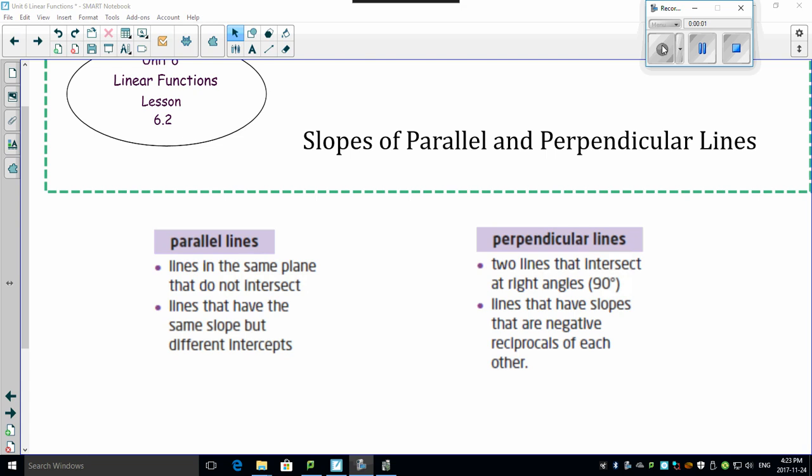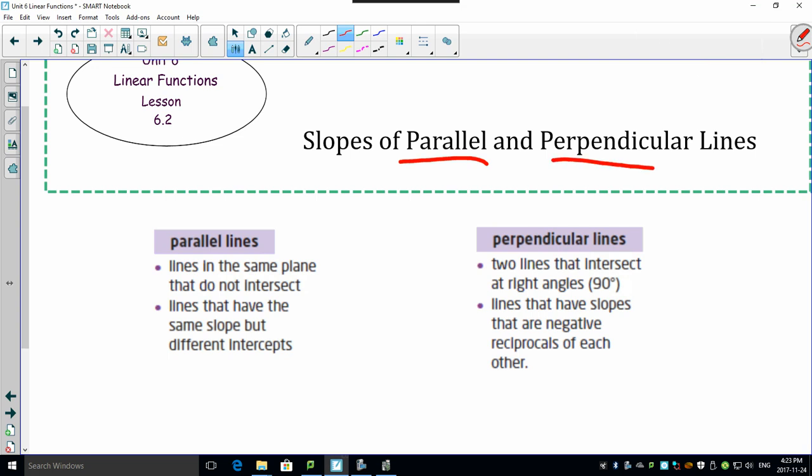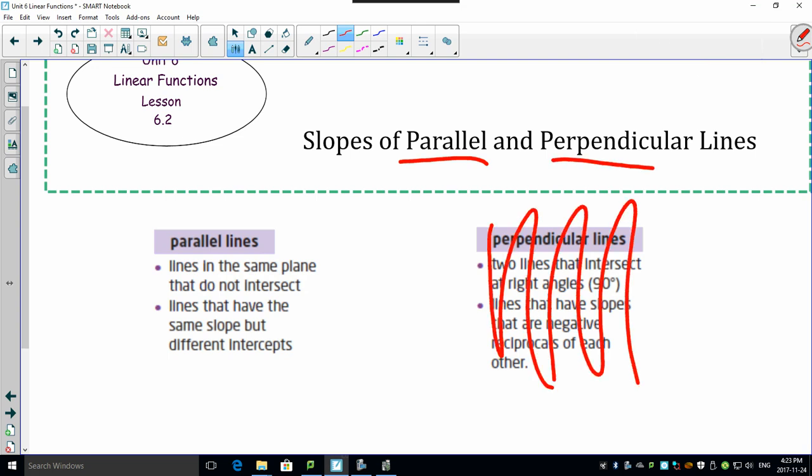Okay, continuing on with our nice little journey of slope here, let's start talking about something called parallel and perpendicular lines. In this case, I'm going to just scrap the perpendicular lines. I'll get back to it in the next podcast. But I'm going to really concentrate on something called parallel lines. And if you read this, this says lines in the same plane that do not intersect.